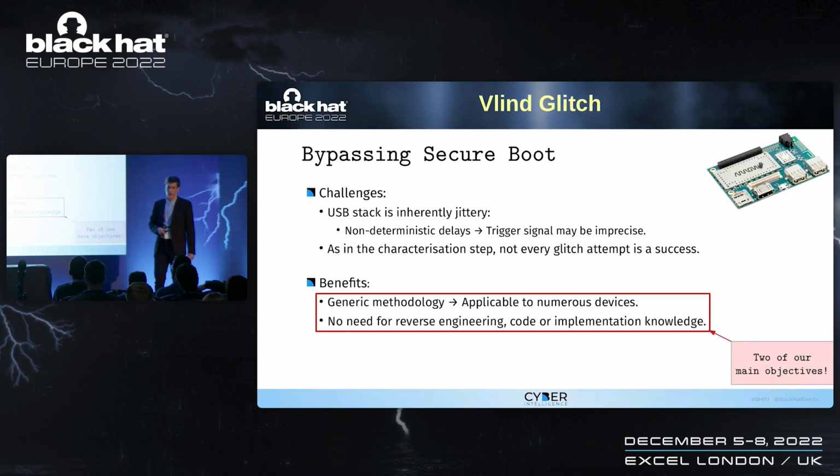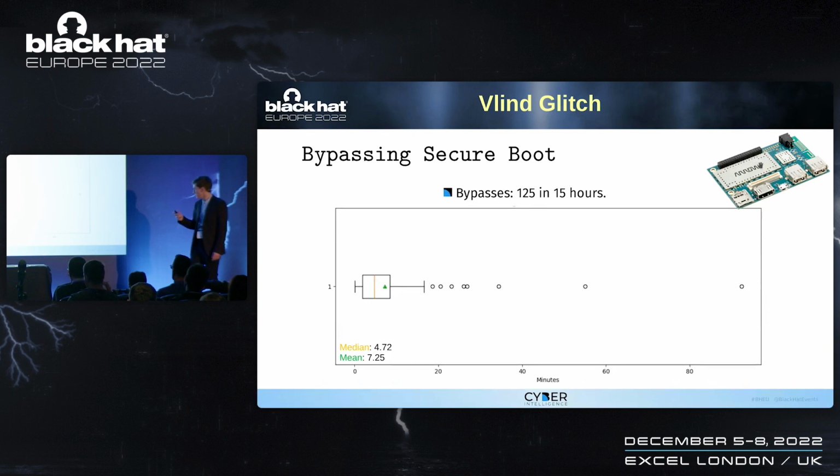So if you remember correctly from the first slides, these are two of our main objectives, and we are going to see if we manage them successfully. Here are the results of our experiments. In this case, we left this run 125 times in 15 hours, and the average time that we achieved to bypass the secure boot is 7.25 minutes.